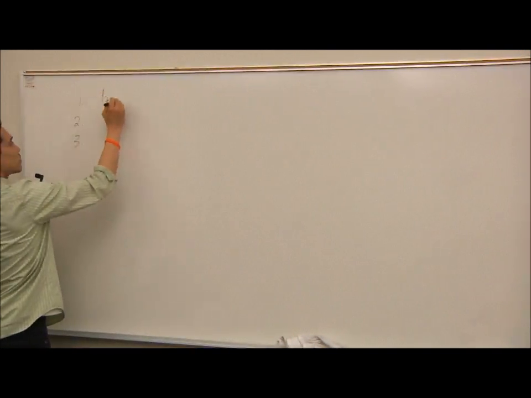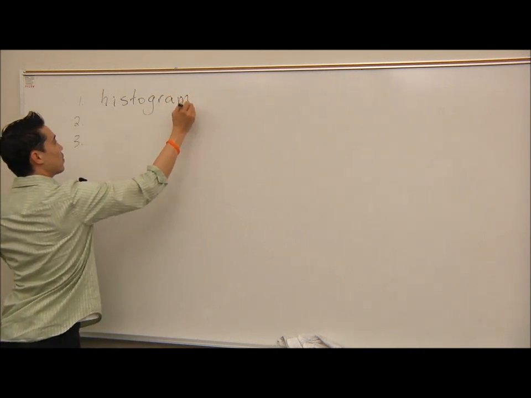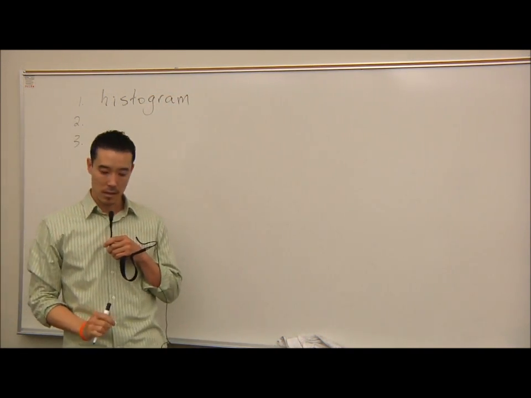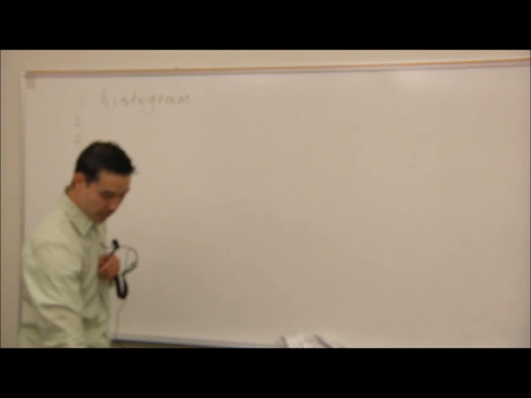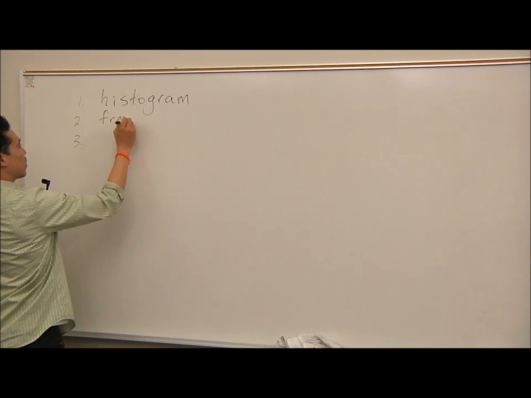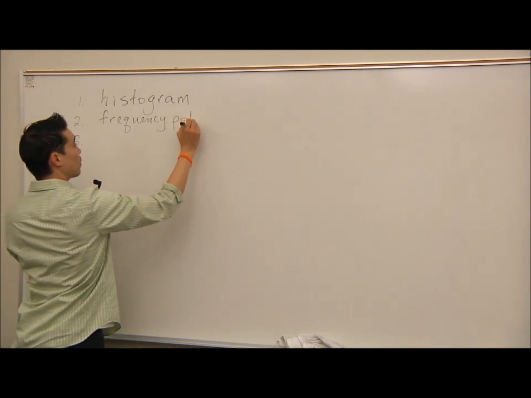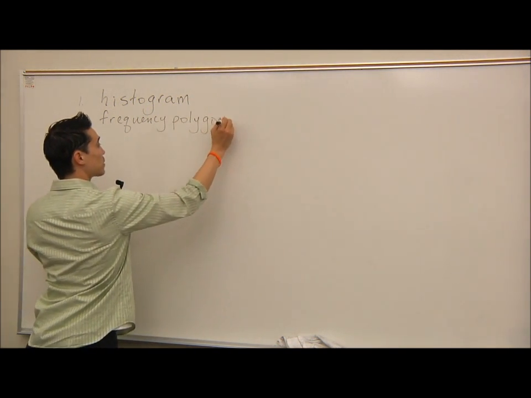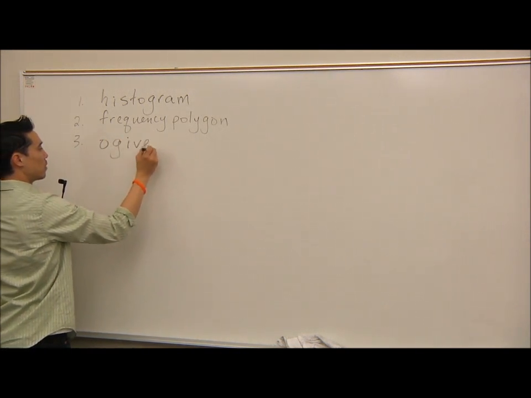There are 3 graphs that we're going to learn. The first is what's called a histogram. Okay? The second graph we're going to learn is called a frequency polygon. And the last graph is called an ogive. O-G-I-V-E.